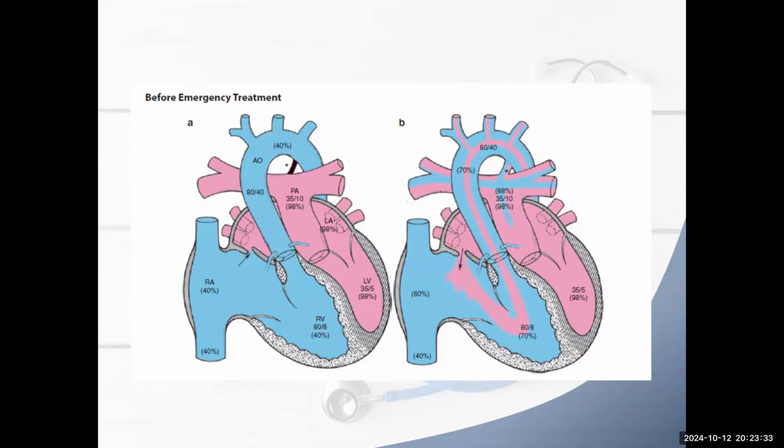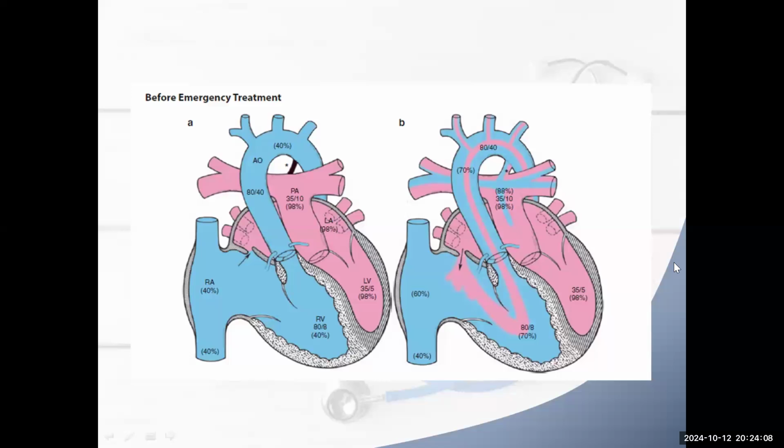What happens in this patient? Blue blood returns from the superior and inferior vena cava to the right atrium, then to the right ventricle, then to the aorta, so deoxygenated blood goes to the aorta. But there is mixing of the blood at the level of the PDA. Some of the blue blood goes from the aorta to the pulmonary artery, then to the lung, and then returns back to the left atrium.